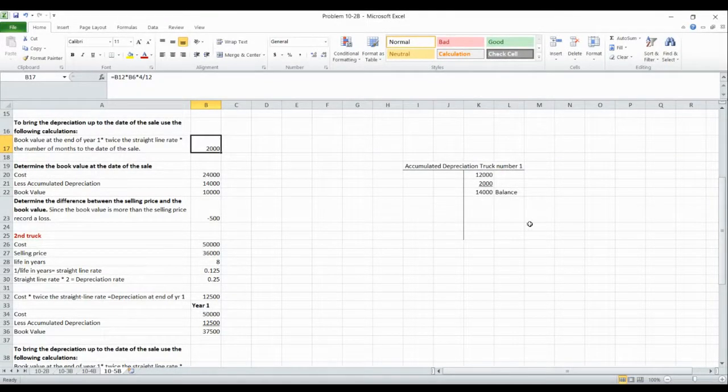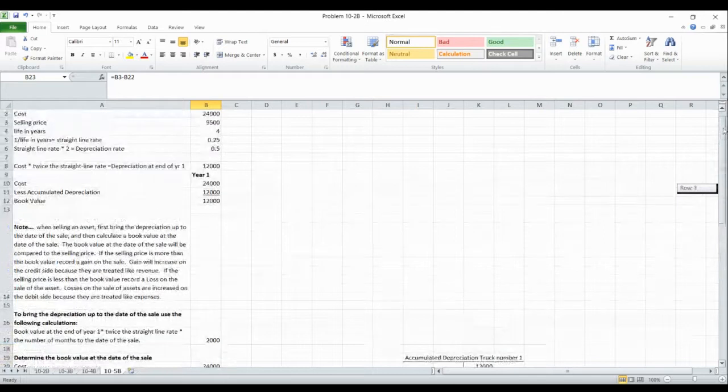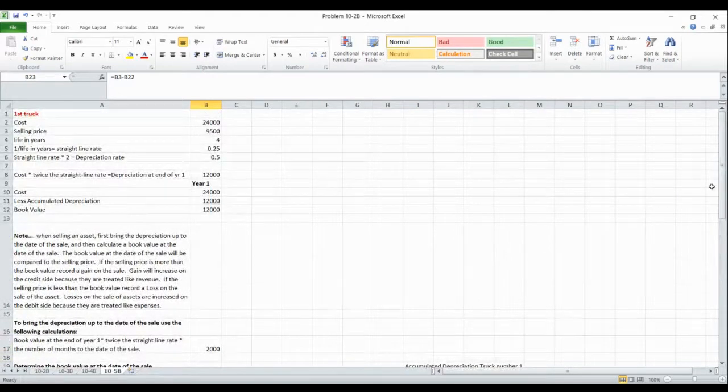Your accumulated depreciation, which I've also put in a T account for you, was $12,000 at the end of year one, and then we brought it up to date with $2,000 at the date of the sale. At the date of the sale, the accumulated depreciation is $14,000. So $14,000 is subtracted from the cost to get the book value. We compare the book value to what we sold it for, and the book value was $10,000. We're going to compare it to the selling price of $9,500.